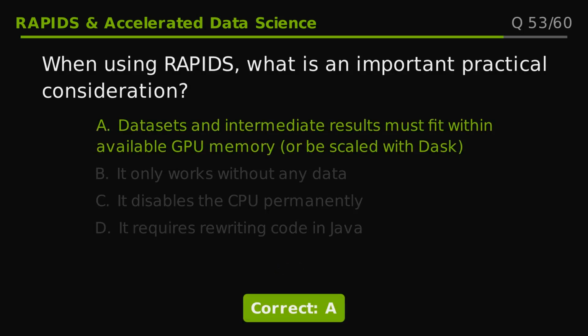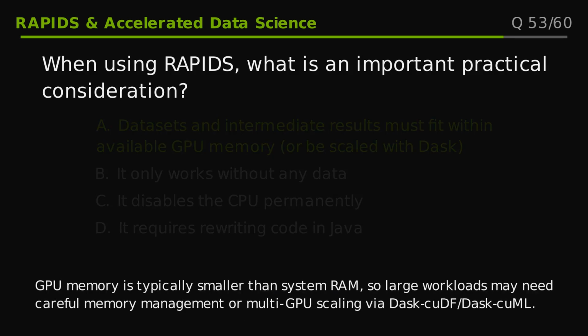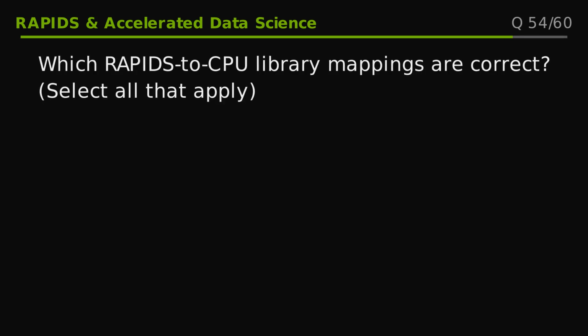The correct answer is V. Our memory is typically smaller than system able, so large workloads may need careful memory management or multi-hopper scaling via GASC out by GASC window. Question 54. Which tuple library mappings are correct?